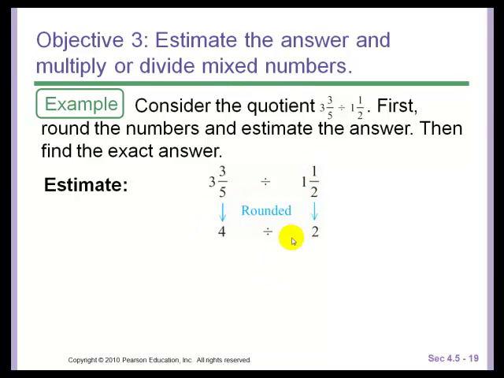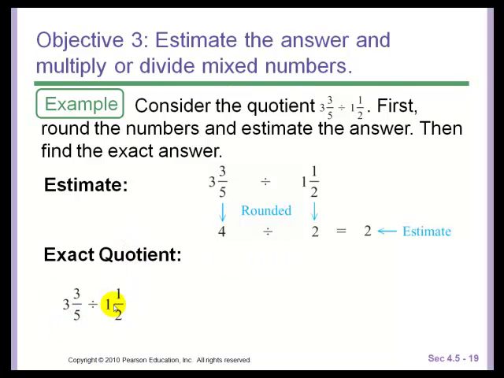So we have 4 divided by 2. Our answer should be near 2. However, remember, both of these got rounded up, so our answer is going to be off by a little bit. Our exact quotient, we have 3 3/5 divided by 1 1/2. You must convert them to improper fractions. That is not a choice, and you have to do that first before you take the reciprocal.